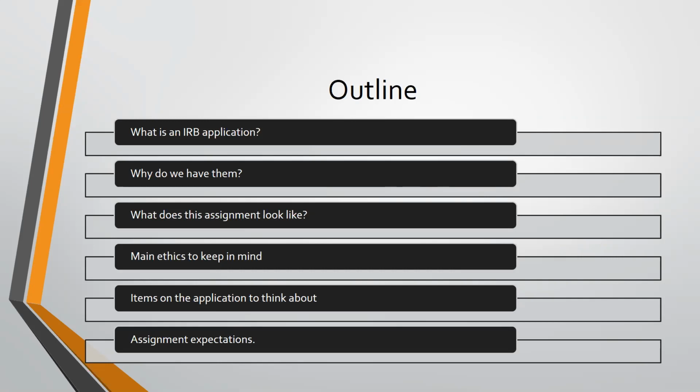and think about as you complete the assignment. Next, more specifically, I'll go into some of the specific questions on the application that you'll have to answer, and we can talk a little bit about them and what you need to be thinking about in terms of your design and ethics as you're coming up with an answer to those. And then we'll just generally go over the assignment expectations for this IRB application assignment.